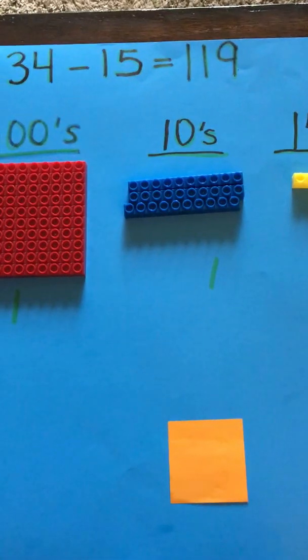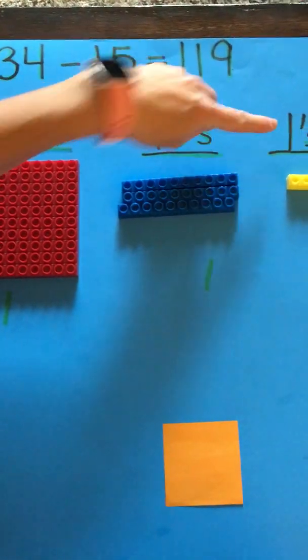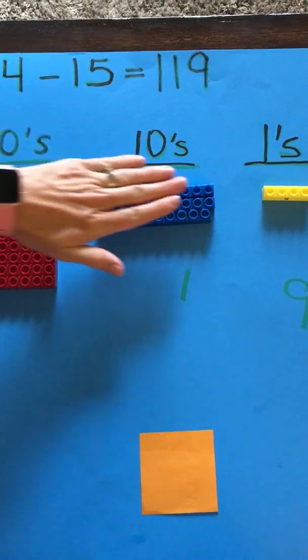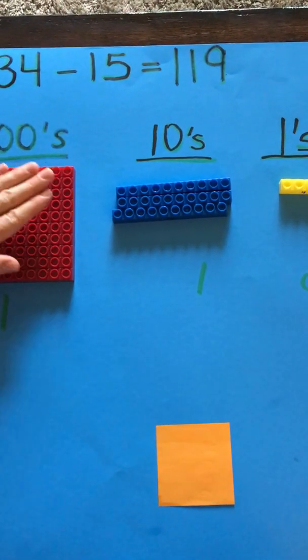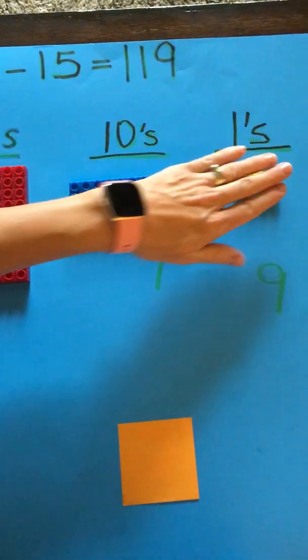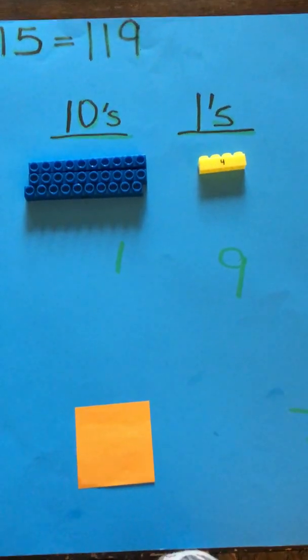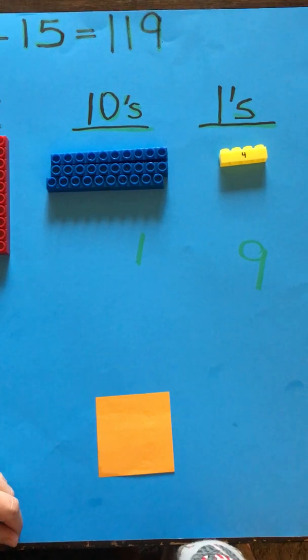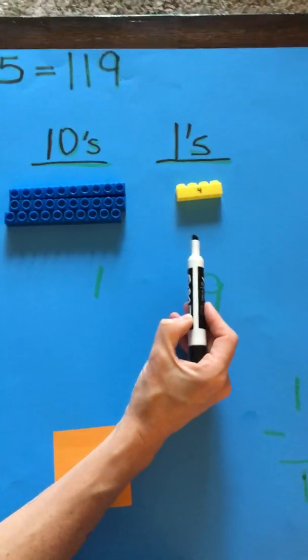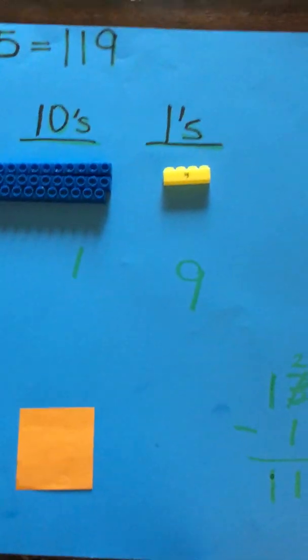I purposefully put them in columns of hundreds, tens, and ones to reiterate the place value of each of these numbers. So I have 100, 3 tens, and 4 ones. You can see this one has it labeled on there, 4. So the first thing I'm going to do is have a student start in the right column. We always want to teach them to start from the right and work to the left.